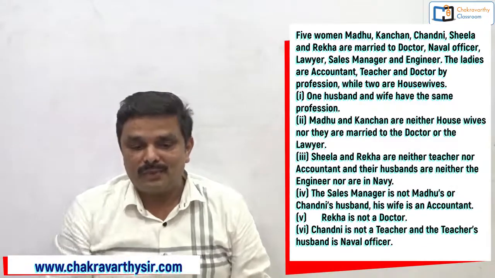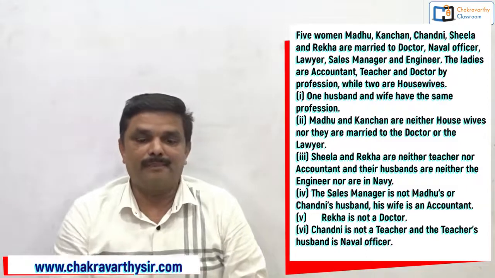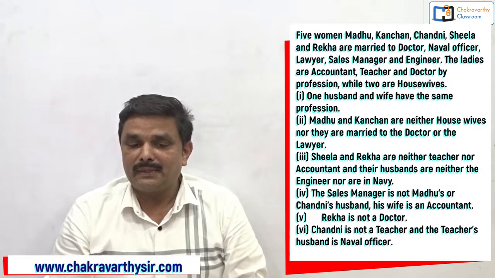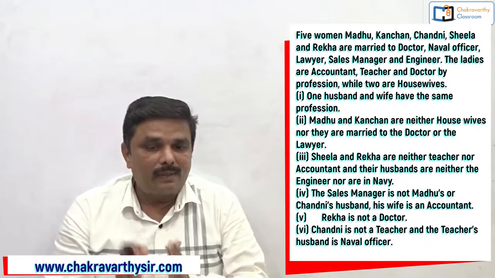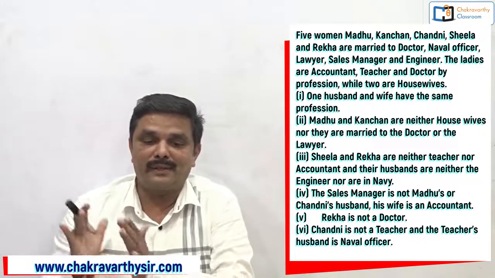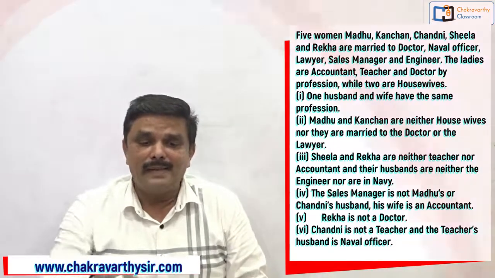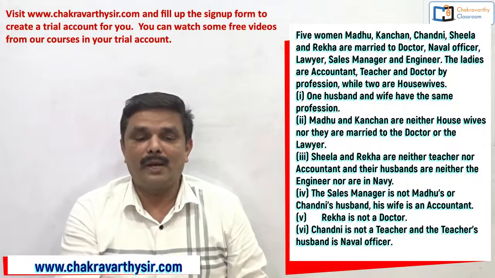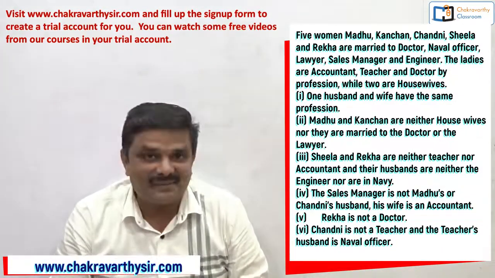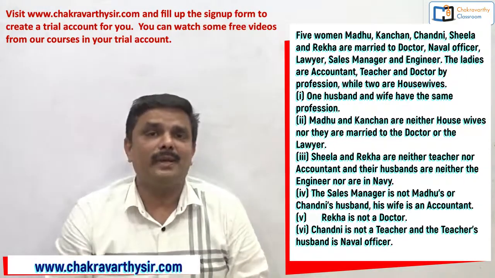Okay, now come to this question, how they have given. Simply take the base data first. What is that? 5 women, Madhu, Kanchan, Chandani, Sheila and Rekha, are married to doctor, naval officer, lawyer, sales manager and engineer. Then the ladies are accountant, teacher, doctor by profession, while 2 are housewives. What did you understand from this? Always read in this way.